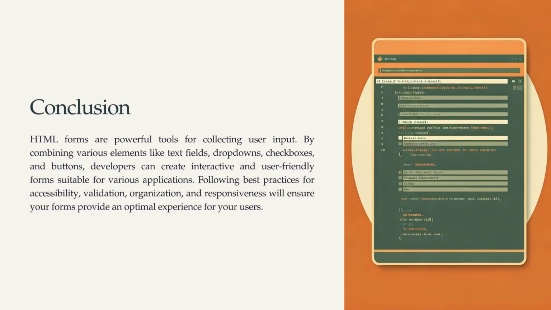Conclusion: HTML forms are powerful tools for collecting user input. By combining various elements like text fields, drop-downs, checkboxes, and buttons, developers can create interactive and user-friendly forms suitable for various applications. Following best practices for accessibility, validation, organization, and responsiveness will ensure your forms provide an optimal experience for your users.